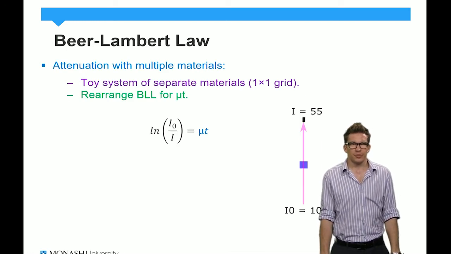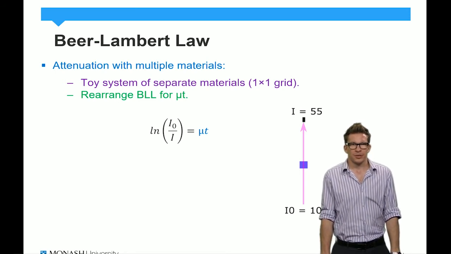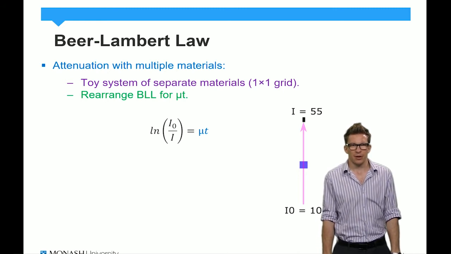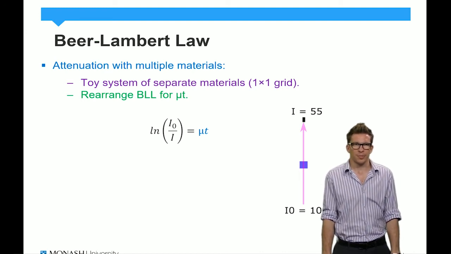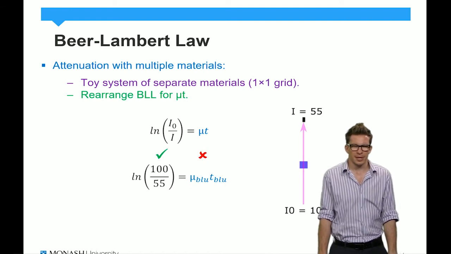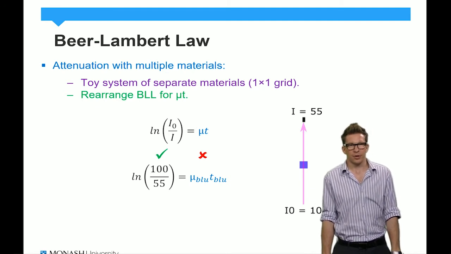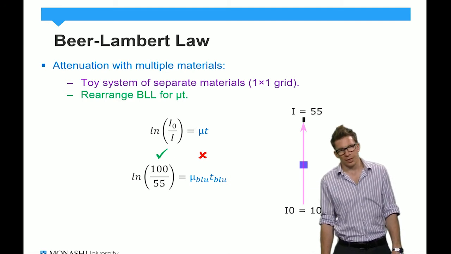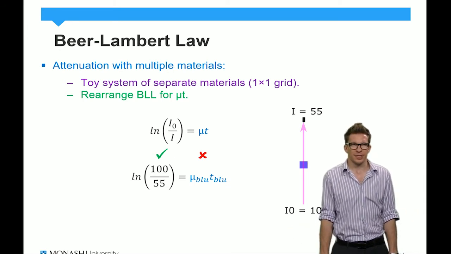So now we have to move on to consider what happens for multiple materials. Here to start with, we can see X-rays traversing along that pink line. We have sent 100 photons in, and 55 are coming out the other side of the blue object. So we can put the numbers into the equation here, the rearrangement of the Beer-Lambert law, and we know everything on the left-hand side. We don't know what's on the right-hand side. We have one known, one unknown. So we can solve the equation for the attenuation.